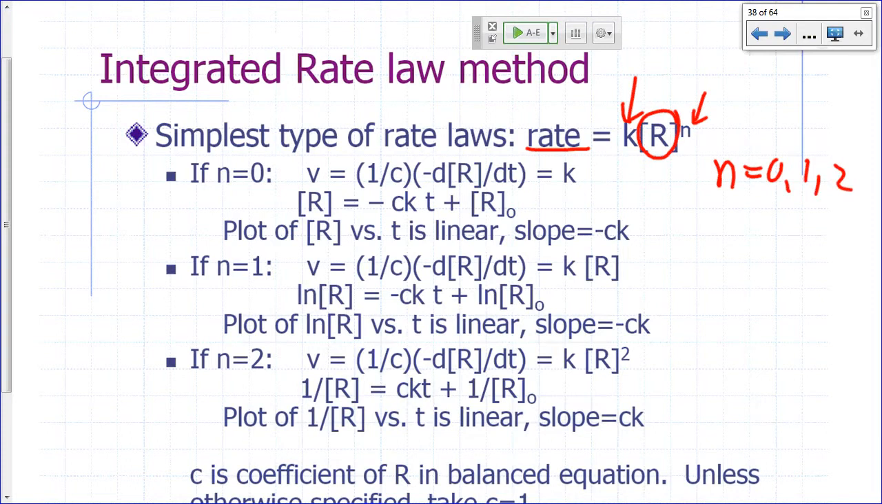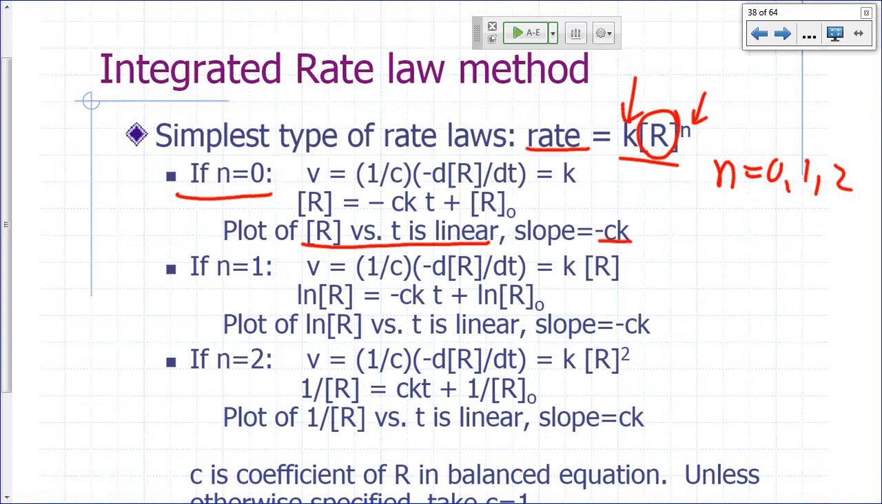And we can also devise strategies so that when we run our experiment, the rate laws can be simplified into this form. If n is equal to 0, what you'll find is that a plot of R versus time is going to be linear, and the slope is equal to negative c times k.